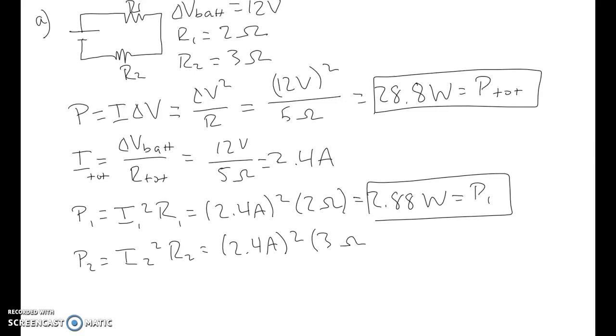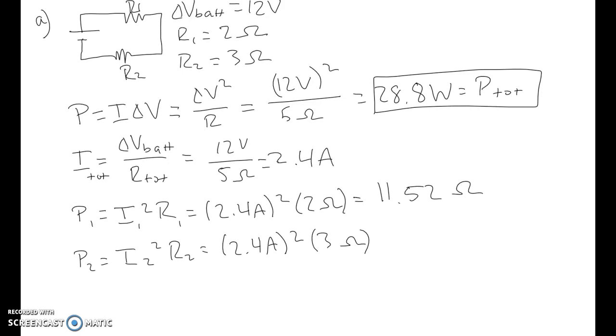Oh, wait, did I do math wrong? I did math wrong. On my calculator, I hit divide instead of multiply. Rookie mistake. All right, let me try again. 2.4 squared multiplied by 2. I apologize if you were yelling at your computer screen. I would be right there with you if I was watching myself. Oh my gosh, I can't do anything today. Okay, this is in watts. All right, let me breathe.